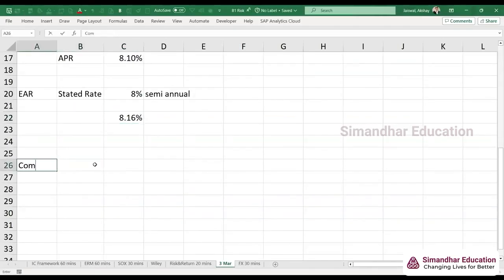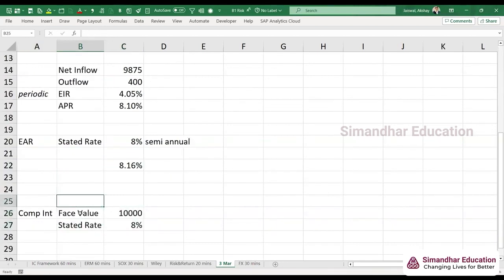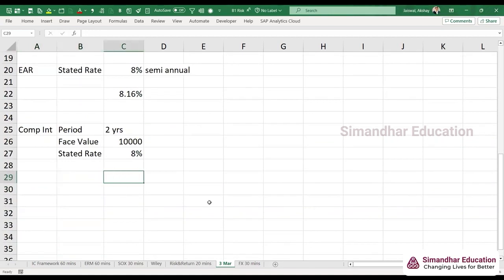Okay, so compound interest, same example: face value of $10,000, 8%, and number of years is 2. So now how can we solve it? The first year, our interest is this much. So what will be our balance? 10,800.